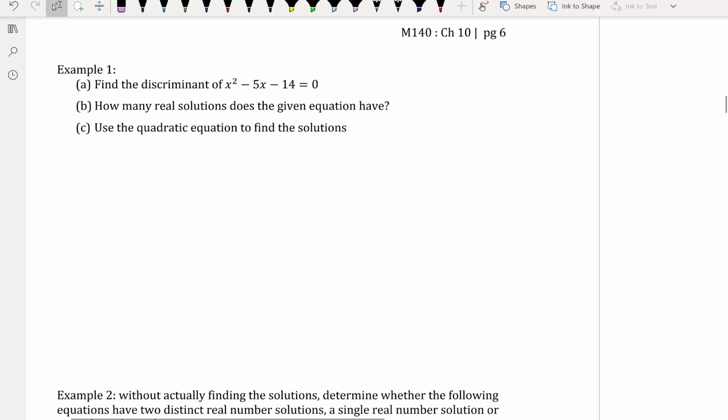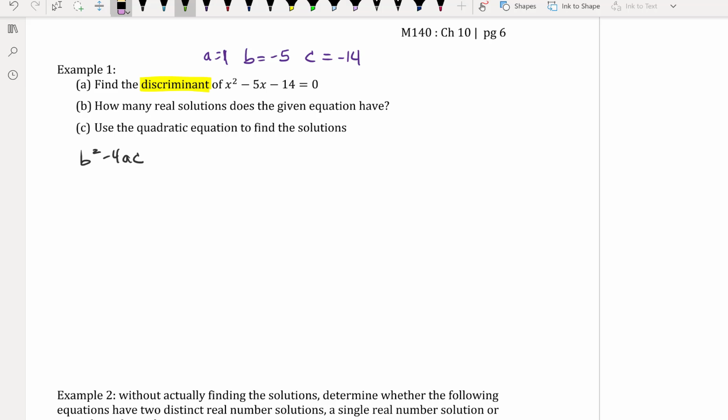So let's think about this. It says find the discriminant. So you have to be really careful here. The key word here is discriminant. So when we think about the discriminant, we say, okay, well that's that b squared minus 4ac. So in this case, we have my a, which is equal to 1, my b, which is equal to a negative 5, and my c, which is a negative 14, because this equation was equal to 0.